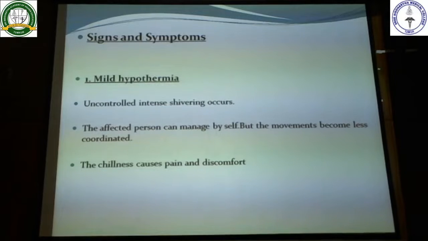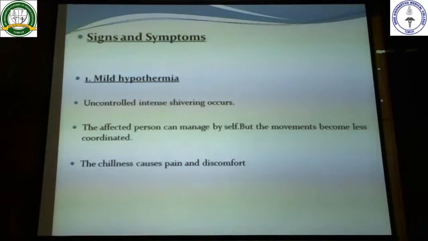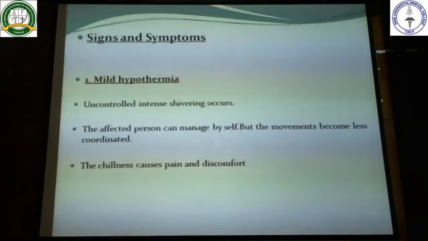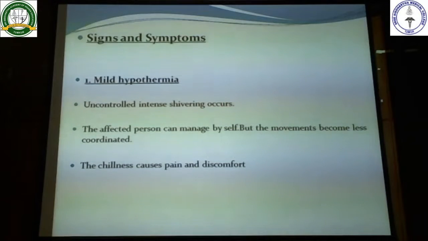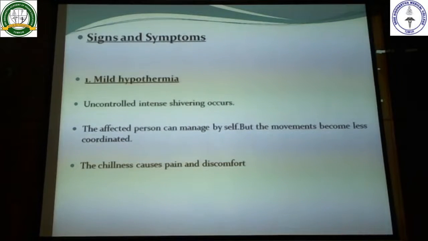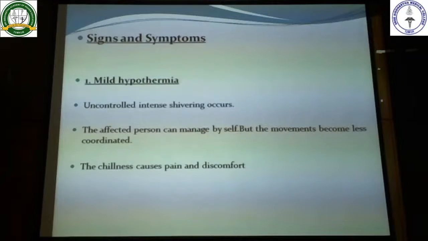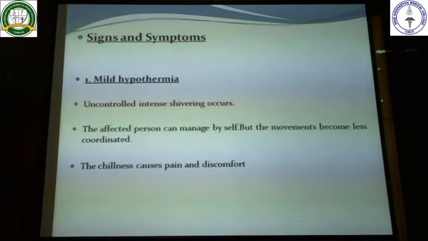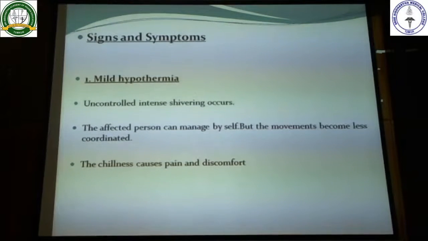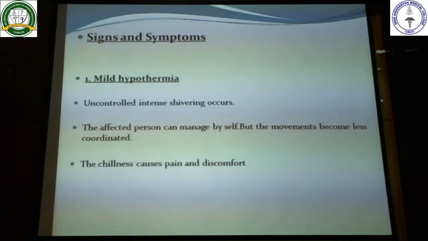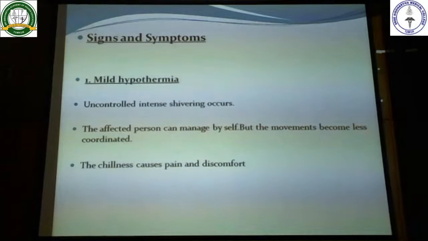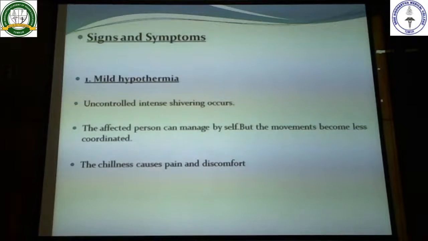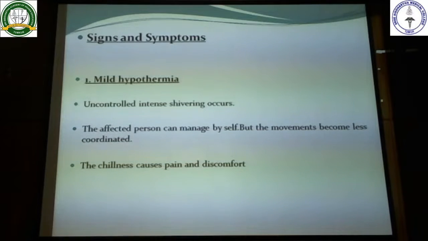Signs and symptoms: in case of mild hypothermia, there is uncontrolled intense shivering, and this affected person can manage himself, but because of that shivering, the movement becomes less coordinated. He is not able to coordinate the movements. Like if he goes to lift a glass, there is a chance that it may fall down. He can't hold the pen. So movements become less coordinated, and the chilliness, the cold temperature, causes pain and severe discomfort in the body. So these are the symptoms and signs in mild hypothermia.